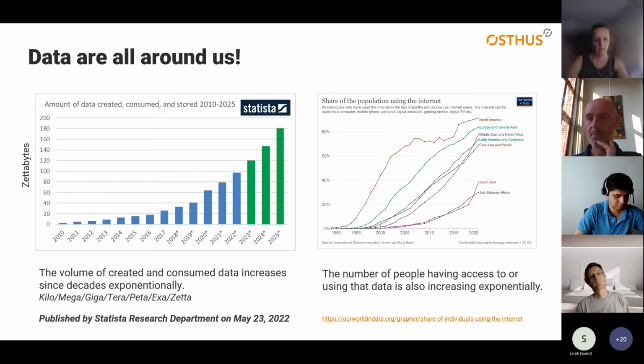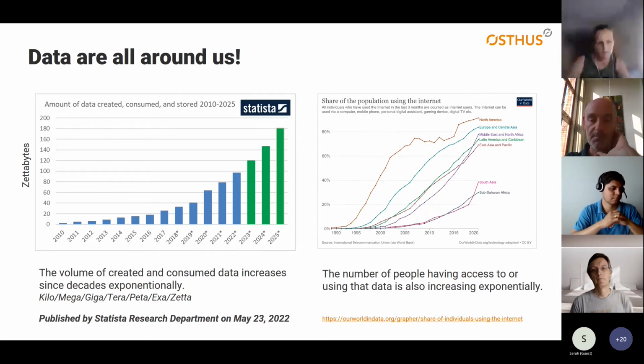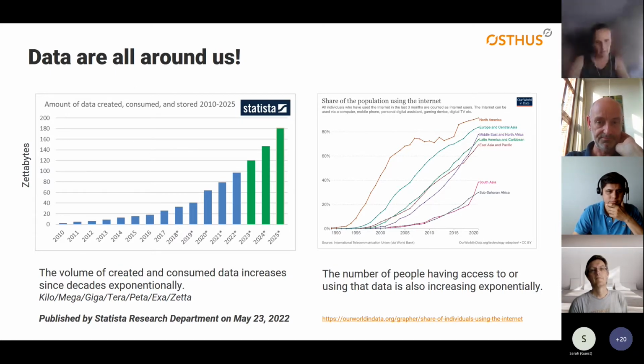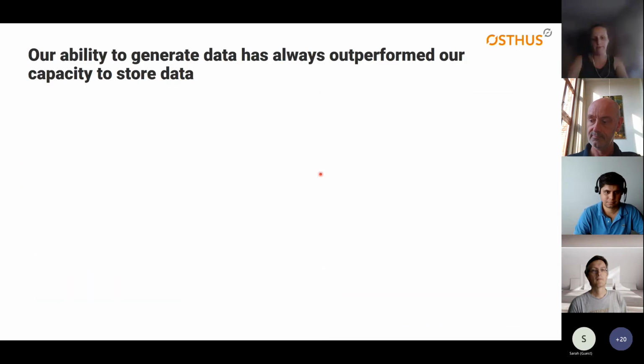On the left, we see some rough figures, just estimations about the amount of data created, consumed, and stored. And I think the green bars are estimations. The only thing that I want to point attention to is the unit we see here. So it's zettabytes. It's not terabytes or exabytes, it's zettabytes. So that's really the kind of ballpark we're in at the moment. And this will only increase further and further in the future. So what has almost always been true is that our ability to generate data outperformed the capacity to store the data. And I'm bringing just a few examples.